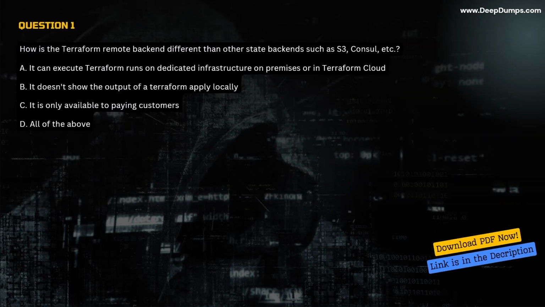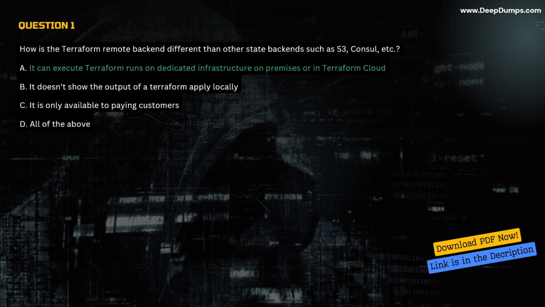Question 1. How is the Terraform remote backend different than other state backends such as S3, Consul, etc.? A. It can execute Terraform runs on dedicated infrastructure on premises or in Terraform Cloud. B. It doesn't show the output of a Terraform apply locally. C. It is only available to paying customers. D. All of the above.